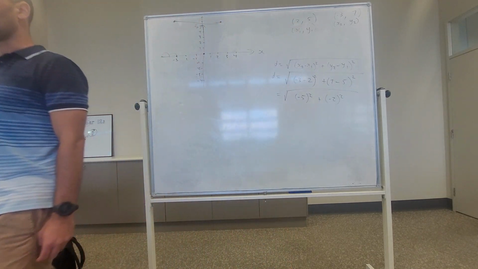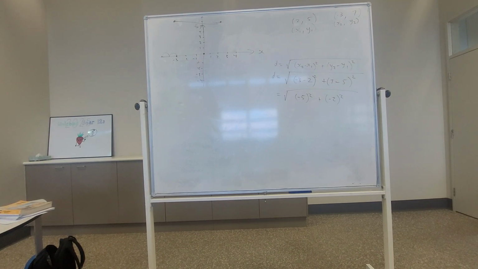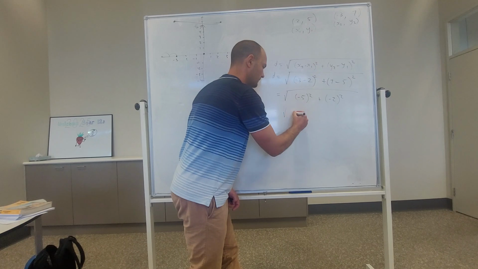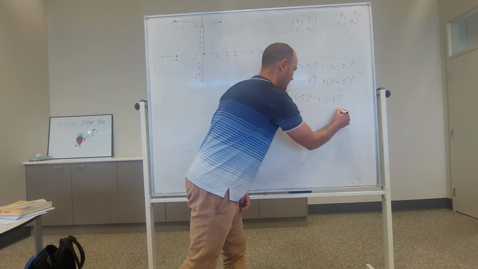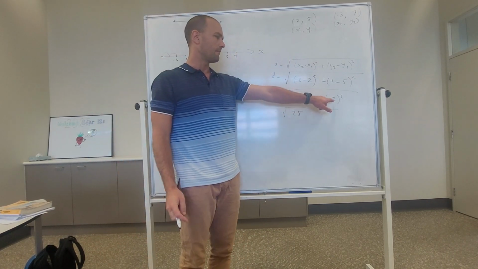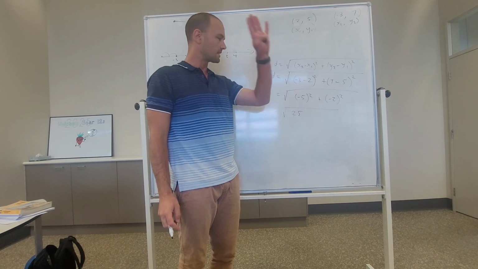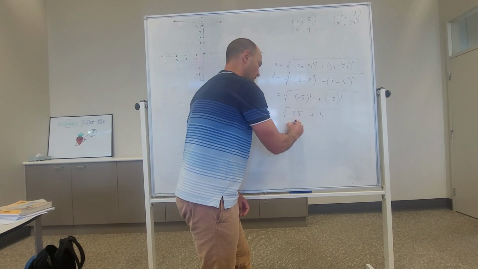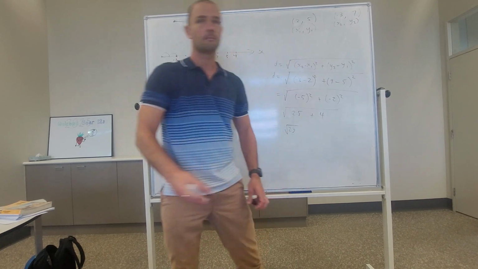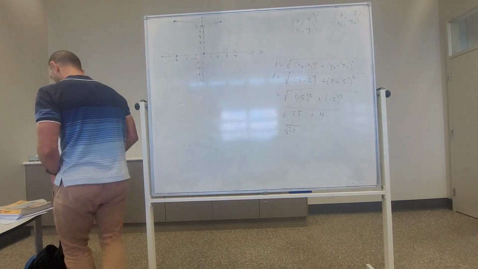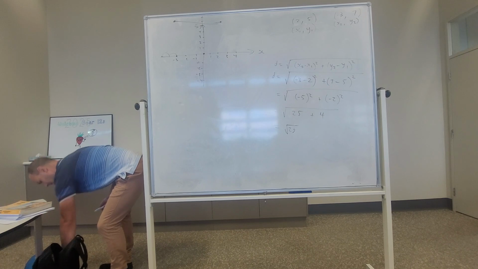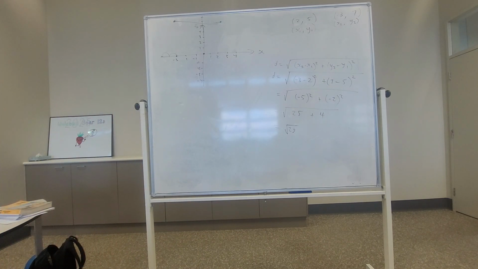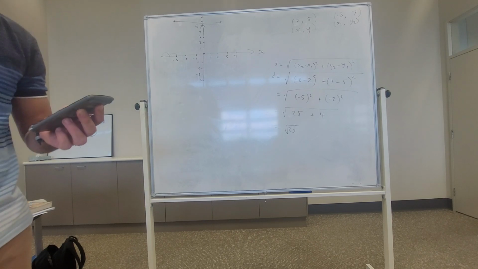And now we can evaluate each of those. Minus 5 squared. That's minus 5 times minus 5. That's positive 25. All right, and then we have 2 squared, which is 4. 25 plus 4 is 29. The square root of 29 will be just above 5. It'll be about 5.38.